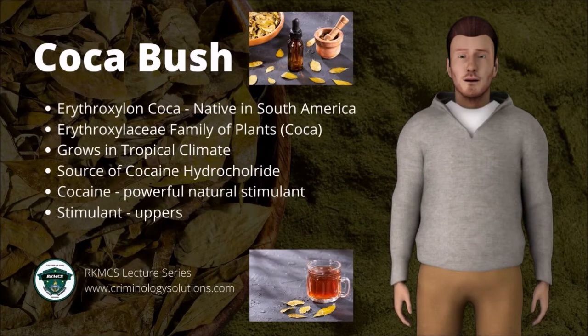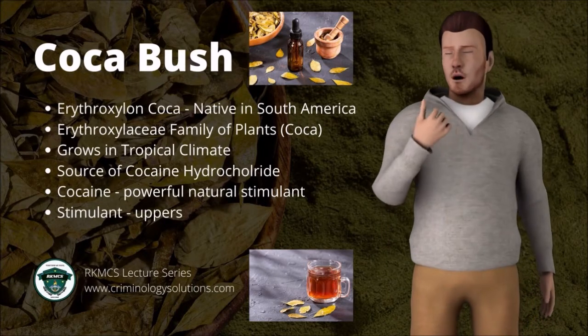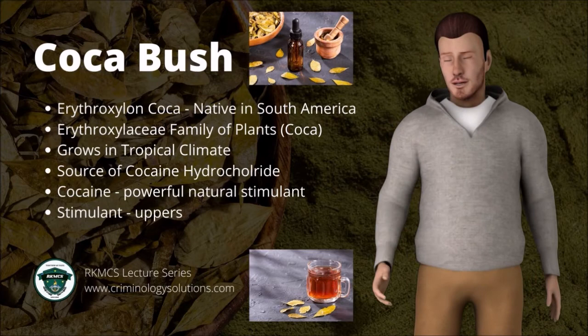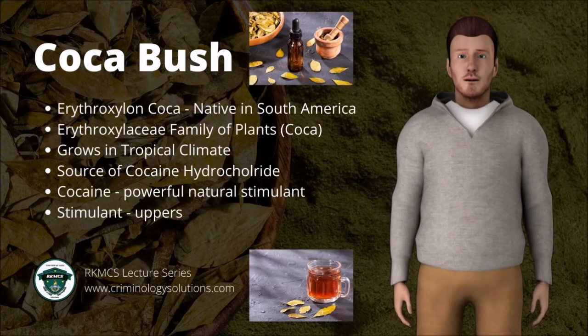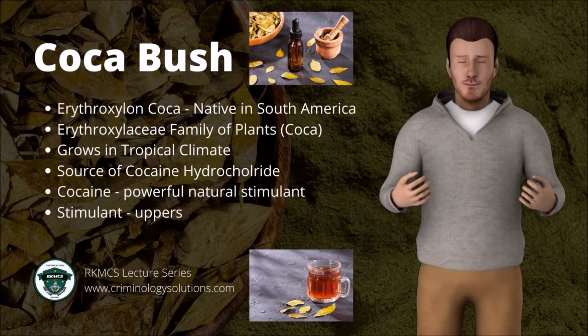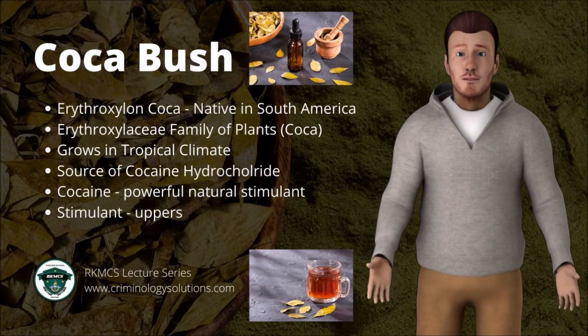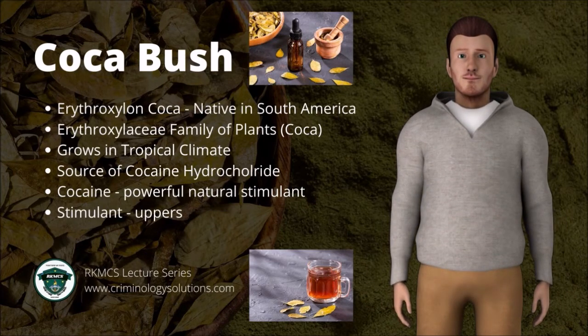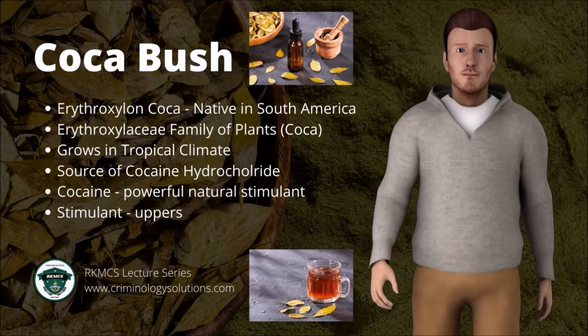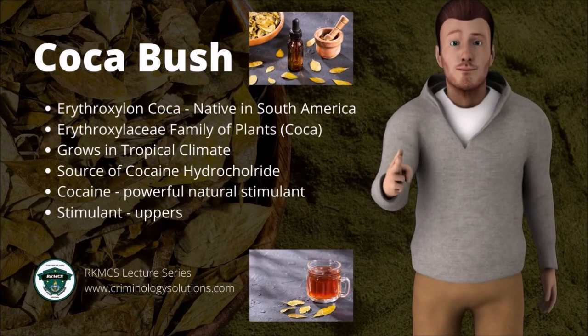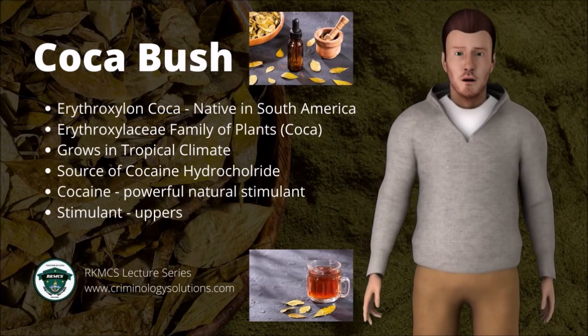Next, we have the coca bush plant. The coca bush plant is scientifically known as erythroxylon coca, and this plant is common in South America. The plant grows in mountainous and tropical climate areas, on clay-like soil. A fully grown cultivated coca plant attains a height of 6 to 8 feet and can be harvested 3 to 4 times in a year.